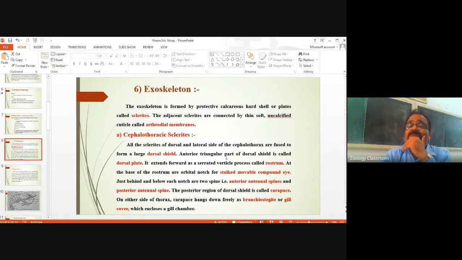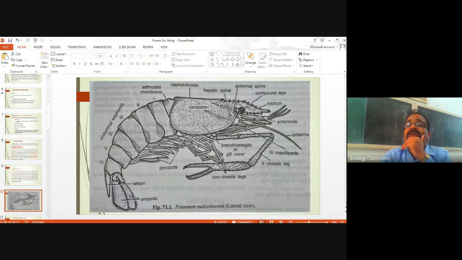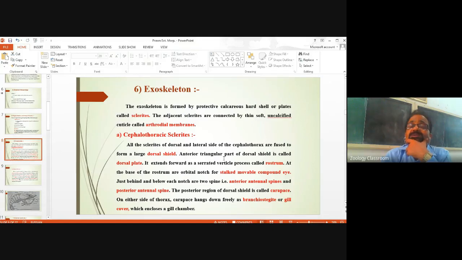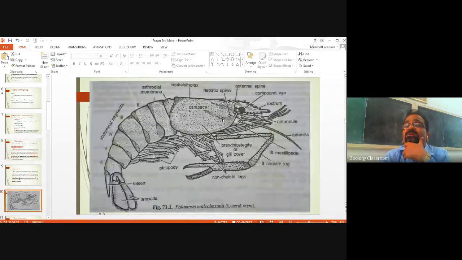Anterior triangular part of the dorsal shield is called the dorsal plate. This region here, the hard covering over it, is the dorsal plate. It extends forward as a serrated vertical process. It means this is the rostrum. Serrated, it has teeth. So the part extending forward from this plate is the rostrum.